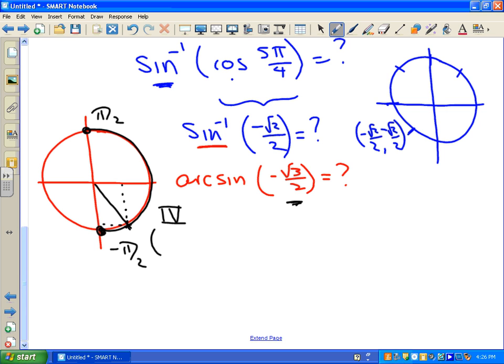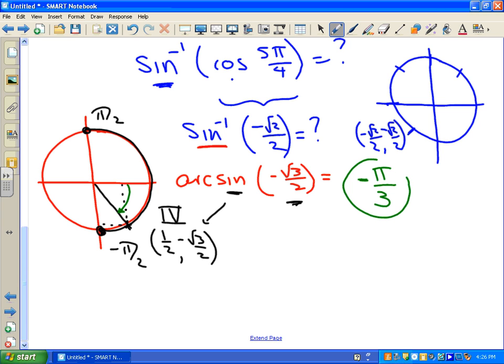And the ordered pair being 1/2, negative square root of 3 over 2. So sure enough, we do have the sine being the correct value. And now we need to know what this angle is. The angle is measured this way. And so the answer will be negative pi by 3. Okay? So the arc sine of negative square root of 3 over 2 is negative pi by 3. And that answers this original problem up here.